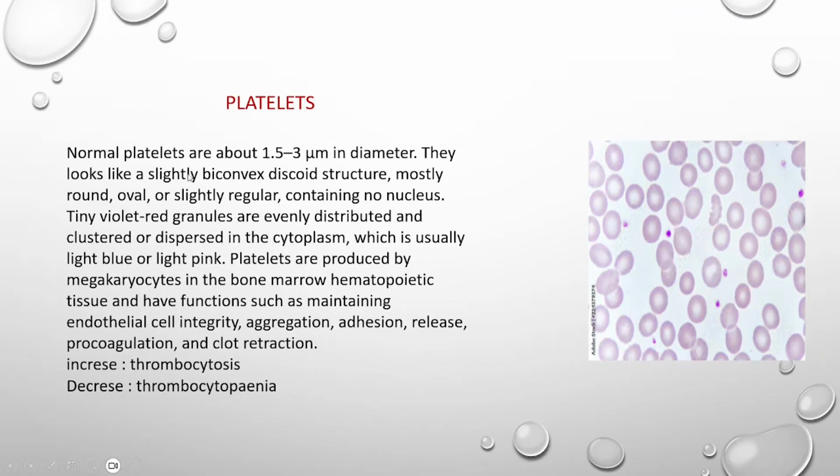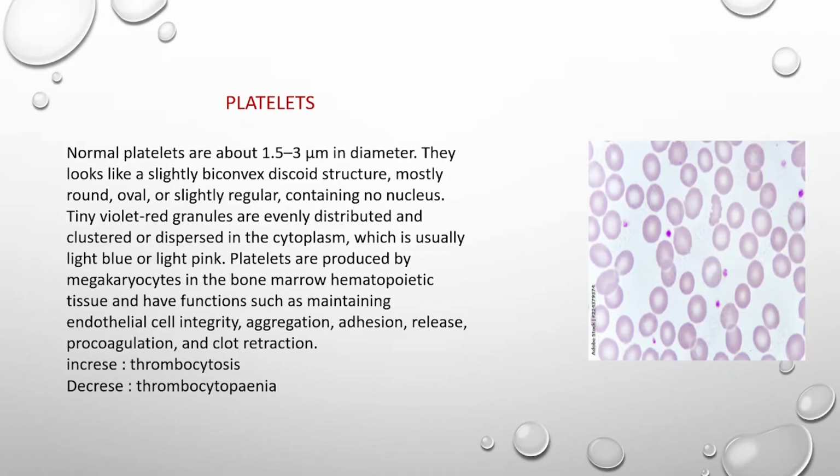Platelets. Normal platelets are about 1.5 to 3 micrometers in diameter. They look like slightly biconvex discoid structures. Look at the platelets. Mostly round, oval or slightly irregular, containing no nucleus. Platelets don't have a nucleus. They are clustered or dispersed, with cytoplasm that is usually light blue or light pink.